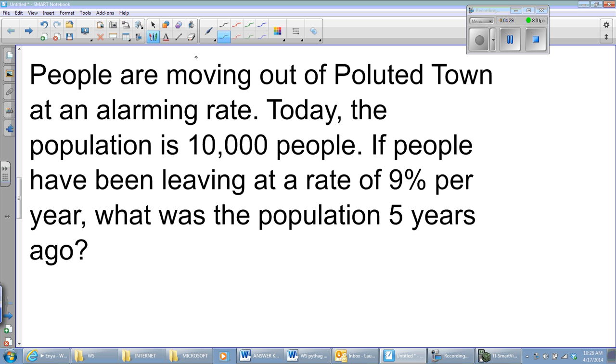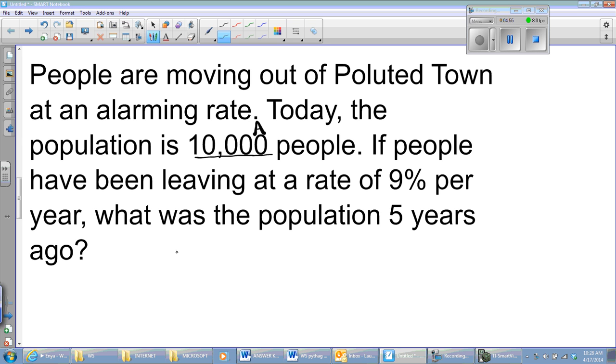Imagine that. At an alarming rate. Today, the population is 10,000 people. If people have been leaving at a rate of 9% per year, what was the population 5 years ago? Now, there's a really cool way to do this. This is the way I do it. And one way I do it is I'm going to call this A, because this is my ending amount. This is the amount I have today.